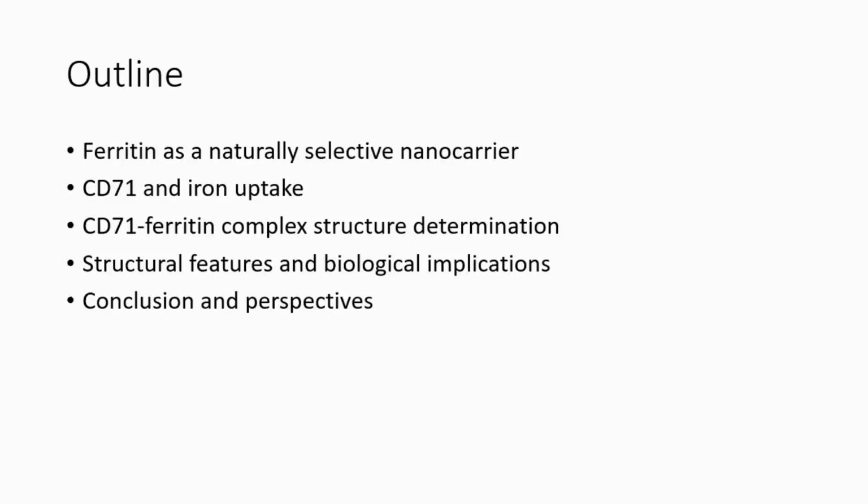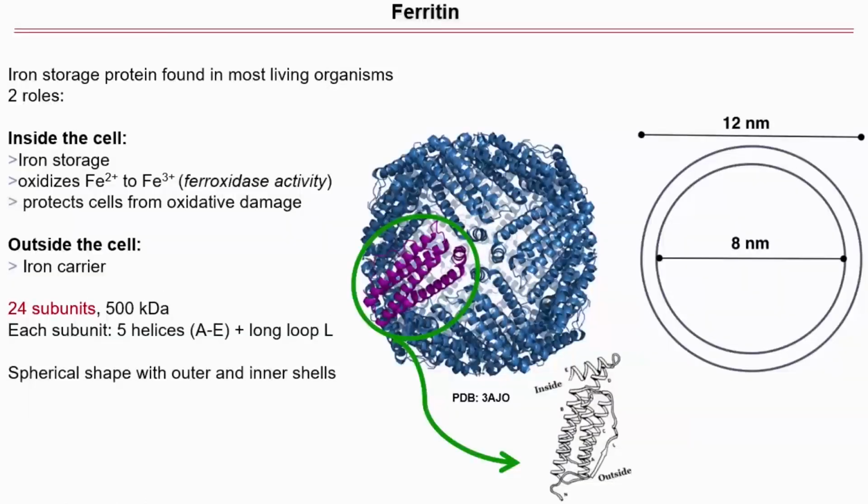Now then, first of all, let's talk about ferritin, which is a very familiar molecule to many of you, I imagine. It is a sphere made up of 24 subunits, which are tiny proteins formed by 4 main helices and a loop. Its main function is iron storage within the cells and oxidizing iron, so it also has ferroxidase activity.